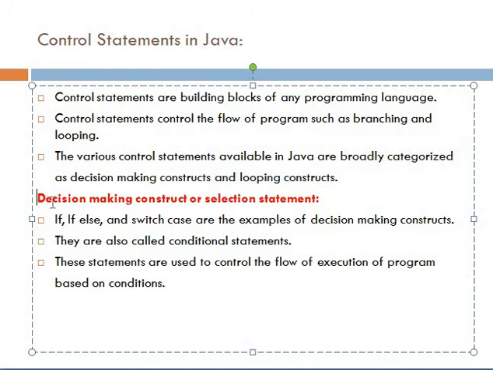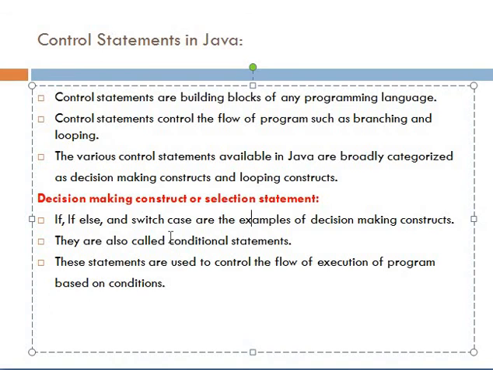Now let's start with the decision-making construct or the selection statement. We also use the term selection statement to refer to the decision-making construct. Okay, so if else and switch case, these are the examples of the decision-making constructs or the selection statements. So just remember, the if statement, the if-else statement and the switch case statement, those are the examples of the selection statements or the decision-making constructs.